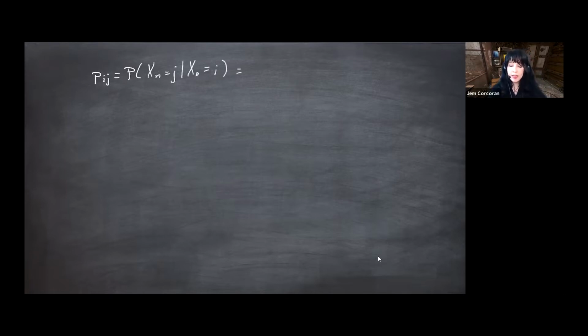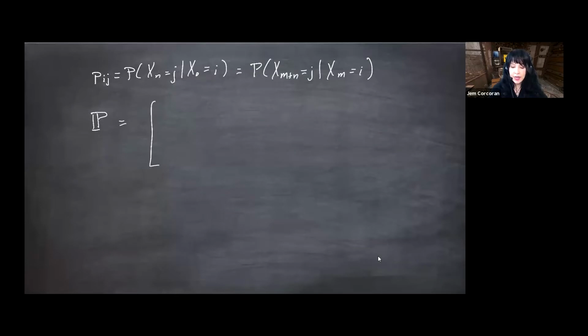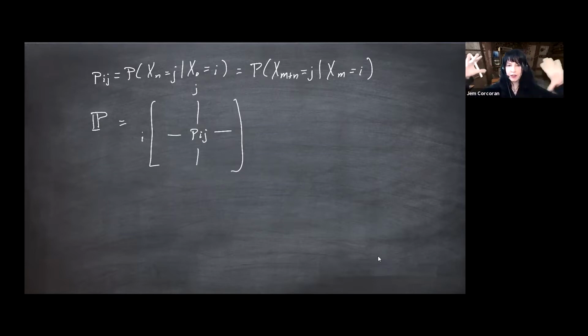So this would be the same thing as maybe starting at some time m and then going to some time m plus n. Doesn't matter. And then we put these into a matrix called the transition probability matrix. I'm using this double-lined P. It's just a matrix, which could be an infinite matrix, but in the ith row and jth column, we've got the little p sub ij. I'm just saying that in that column, I'm not saying anything about the other entries.